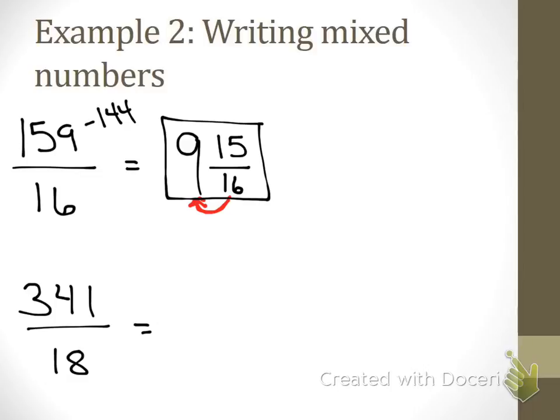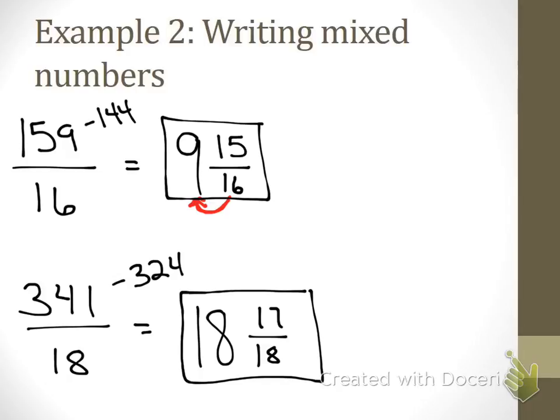All right, so 341 divided by 18 is what? What is it, guys? 18. Okay, so when you multiply 18 times 18, what do you get? 324. Subtract it from 341, and you get 18 and 17 over 18. Who got it right? This guy. Awesome. Good job. Very good. All right, so you've got a couple of those on your homework.